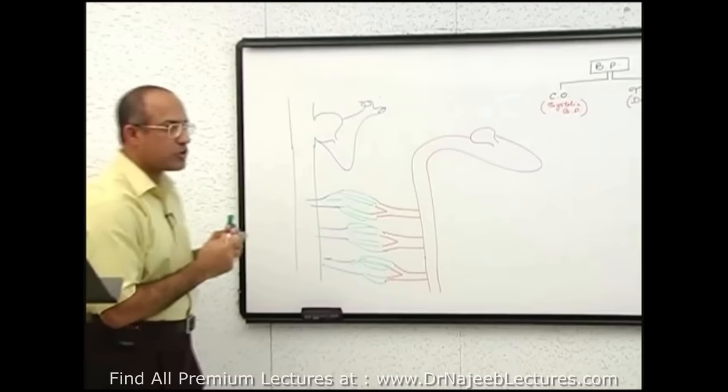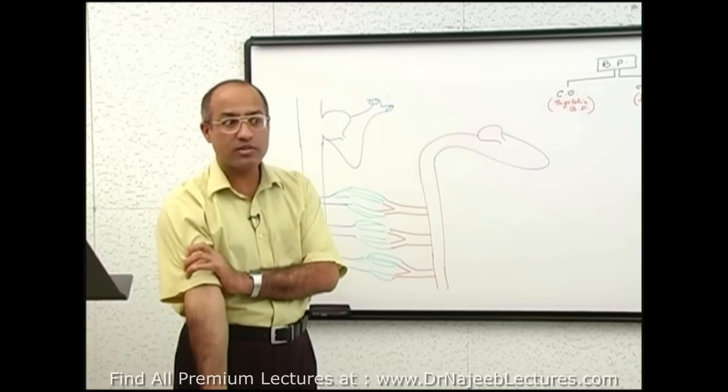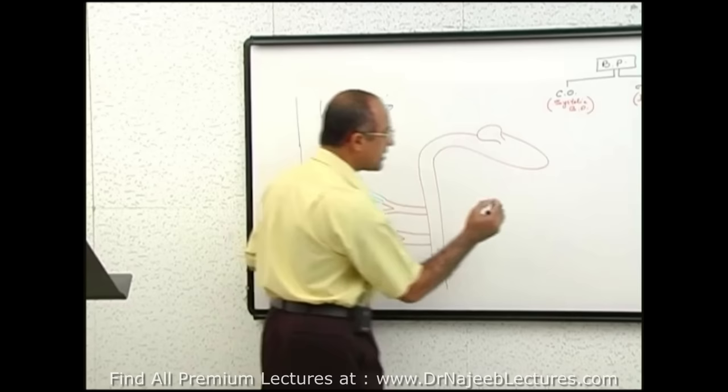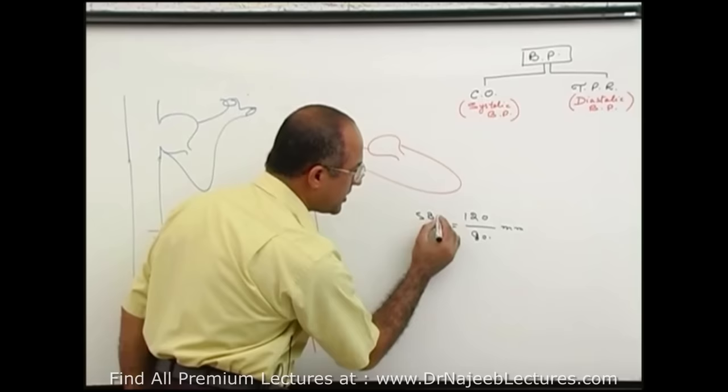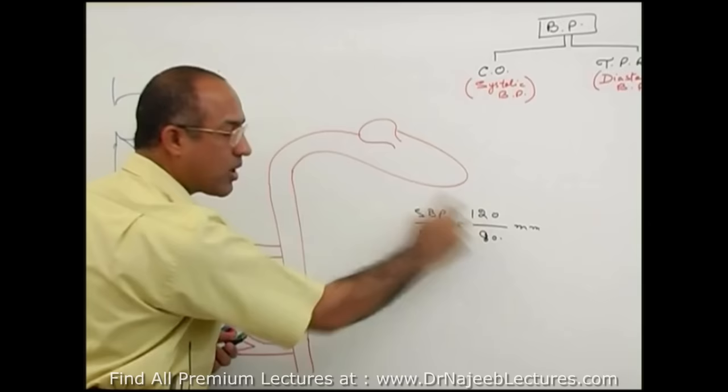Now, you know, blood pressure is measured in the major vessels. Blood pressure we measure in the brachial artery, right? And you know there is something called systolic blood pressure and diastolic blood pressure. For example, we say that this person has systolic blood pressure of 120 millimeter of mercury and diastolic blood pressure of 80 millimeter of mercury. What does this mean? This statement means that when the left ventricle is contracting, the maximum pressure in the major vessel is 120. Systolic blood pressure means that during the peak of the systole, the maximum pressure present in the major systemic arteries is 120 millimeter of mercury.